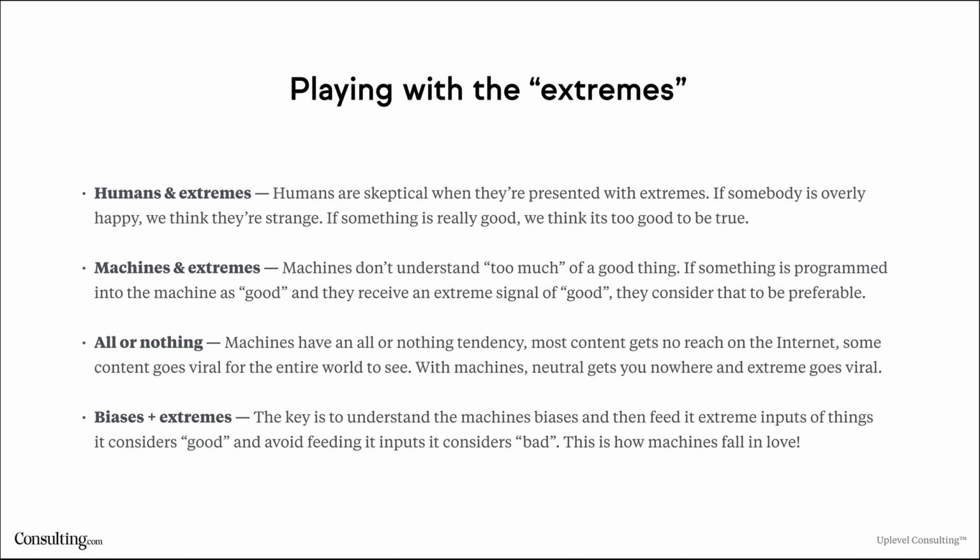But machines are different. Machines and extremes. Machines don't understand too much of a good thing. If something is programmed into the machine as good, and they receive an extreme signal of good, they consider that to be preferable, or more good. They don't really understand when there's too much of something. They can be programmed to understand this, but most algorithms aren't really programmed to do it.